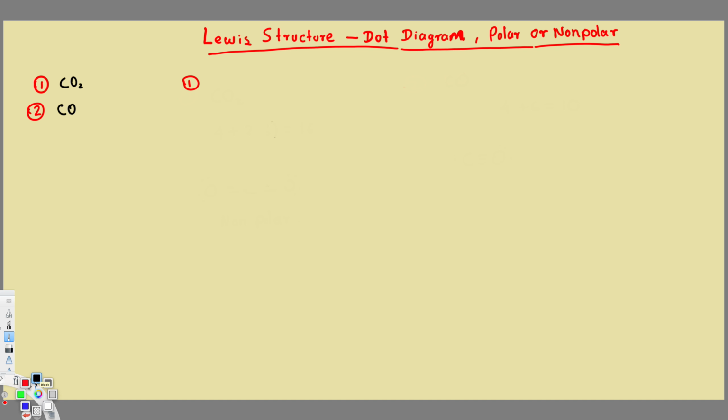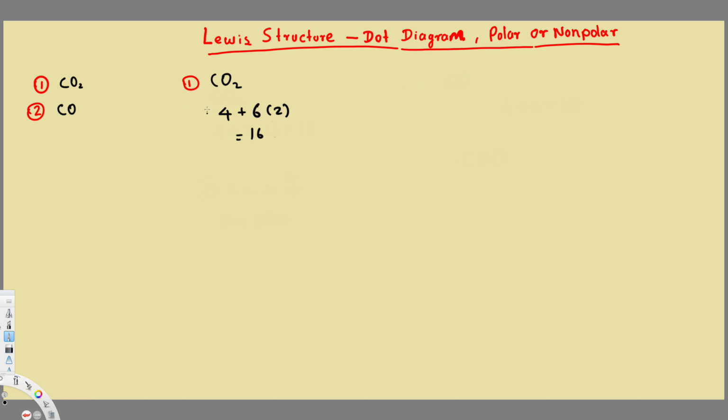For the carbon dioxide, carbon is going to have 4 valence electrons and oxygen is going to have 6. Since we have 2 oxygens, this is going to be 6 times 2, right? And if you calculate this, this is going to give us 4 plus 12, that's going to be equal to 16, right?